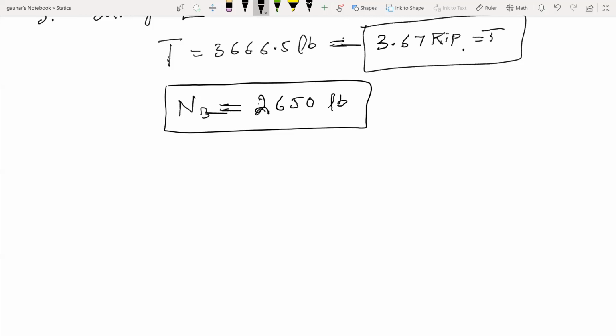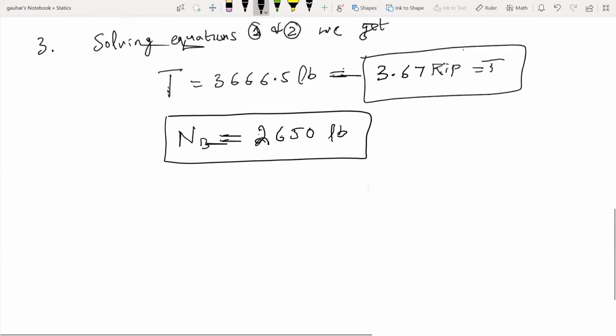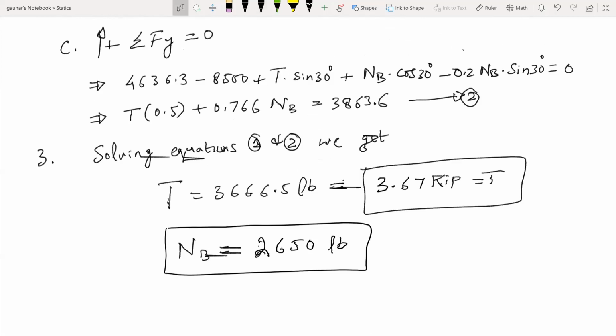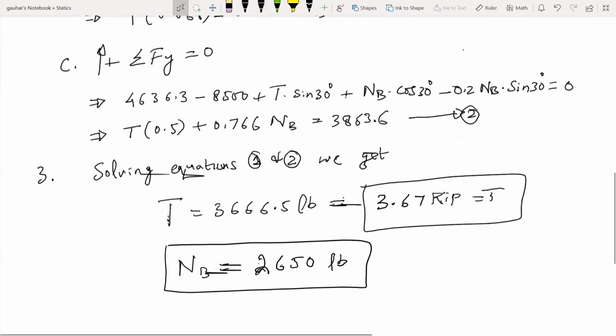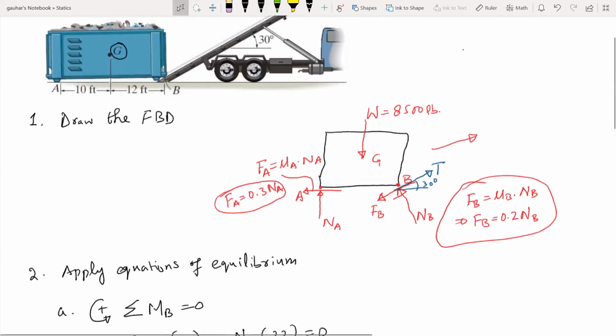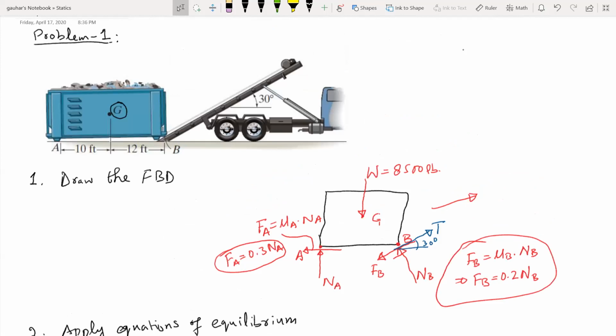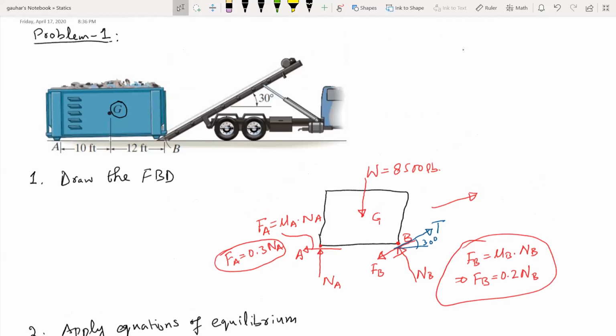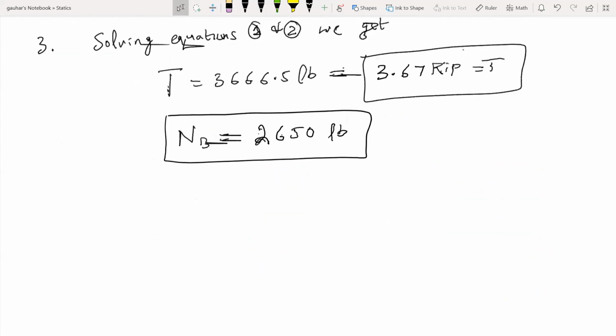Okay, so that's how we are done with problem 1 of your handout. We wanted to find out this tension force in the cable to load this garbage bin onto the truck, and we found out, applying the equations of equilibrium to the free body diagram using friction equations and equations of equilibrium, what is the tension in the cable which is required. So it's 3,666 pounds, or we can say 3.67 kips, which is a kilopound. Okay, so that's how we are done with this problem.